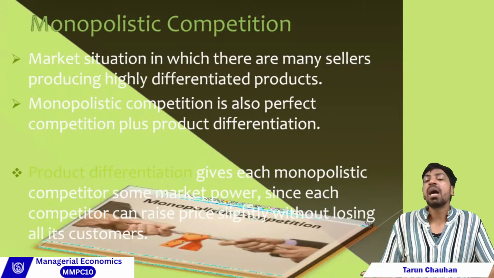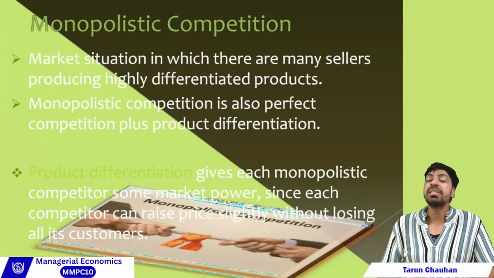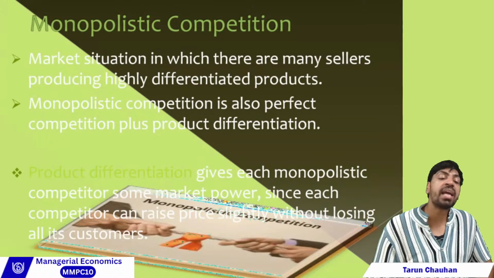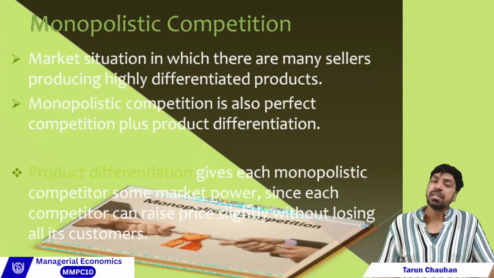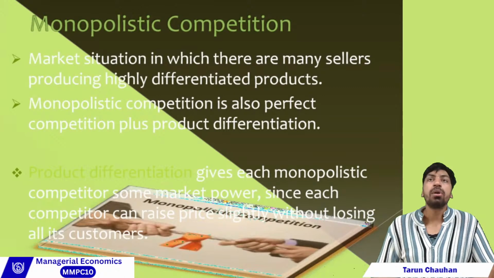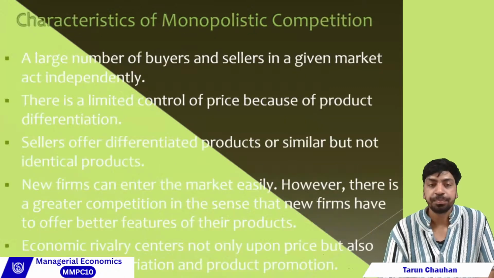It also gives market power to the monopolistic firms, as each competitor will raise the price according to their own convenience without losing its customers. So under monopolistic competition, they have their full power in the market. They are the price setters, I could say, who raise the price slightly without losing customers, and the customers pay that price to the sellers as well. And such a market is called the monopolistic market.